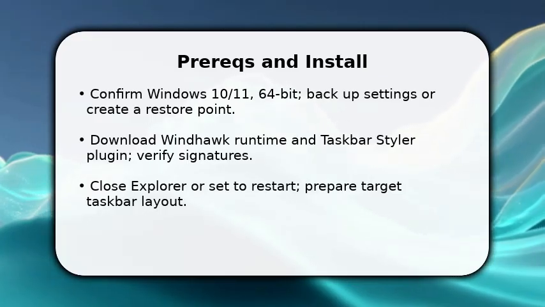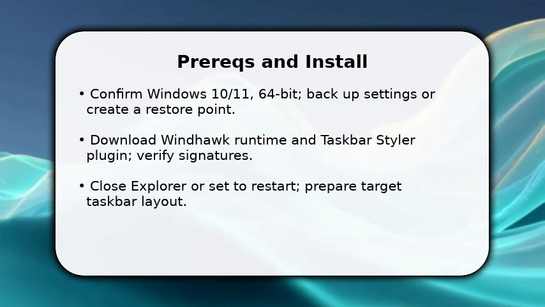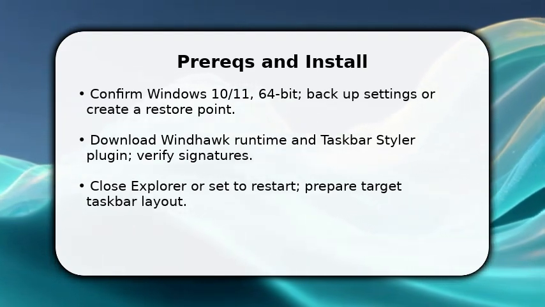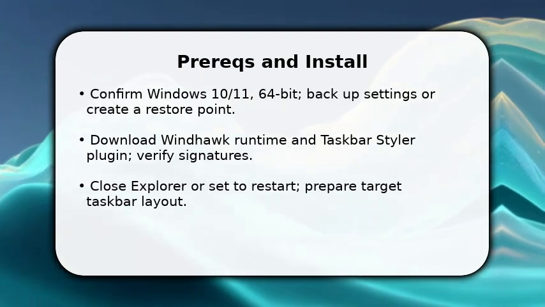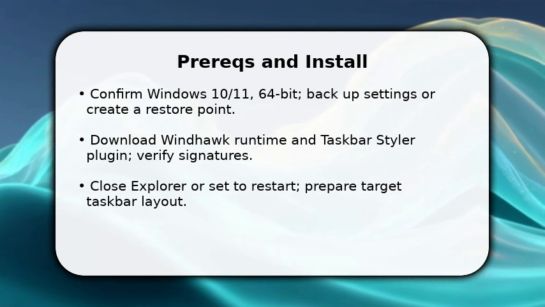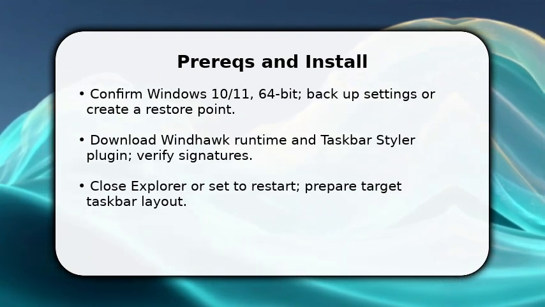You start by making sure Windows 10 or 11 is installed and you have a recent restore point. This protects you if something goes wrong. Once done, download the Windhawk runtime and the Taskbar Styler plugin. Verify the signature so you trust the file.